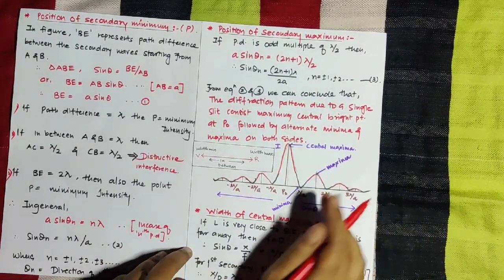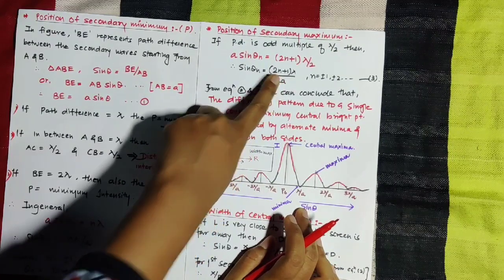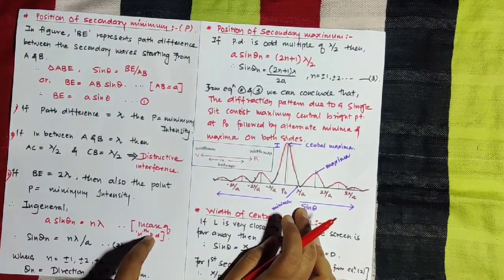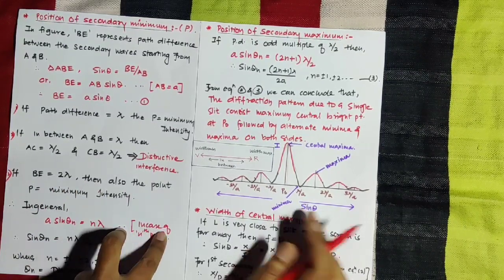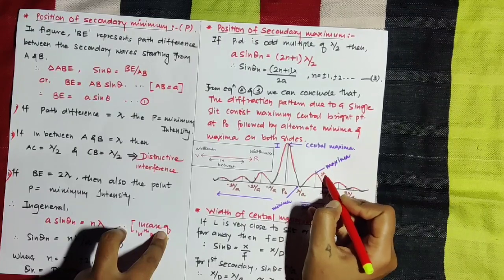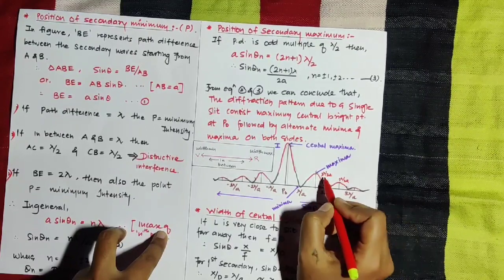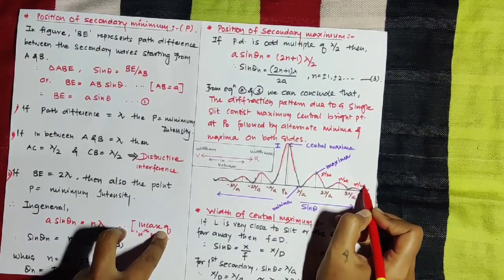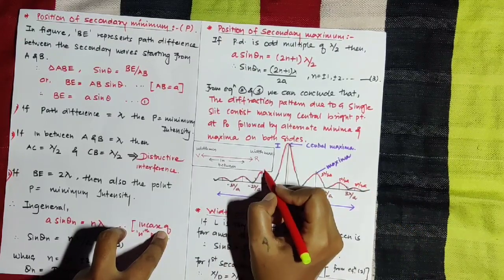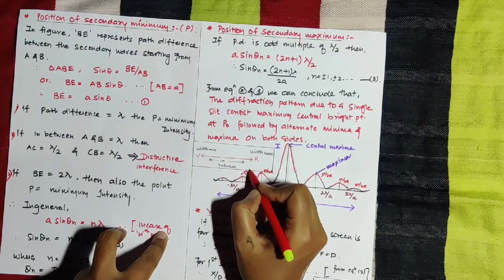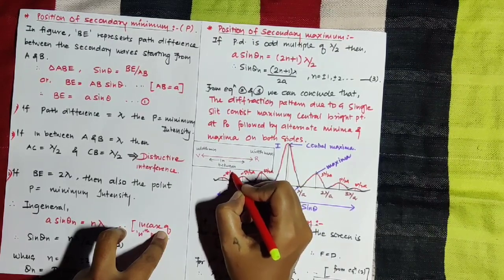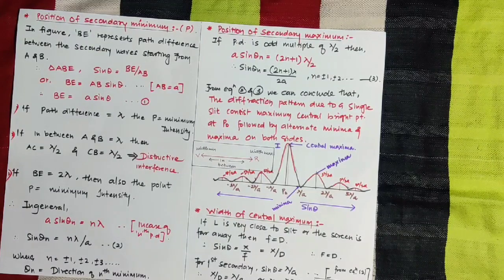And in the case of maxima, here we are using 2n plus 1. If n is equal to 1, 2 ones are 2, plus 1, that gives 3 lambda upon 2a. Again n is equal to 2, then 5 lambda upon 2a, that means odd multiples, then 7 lambda upon 2a. Here we also represent minus 3 lambda upon 2a, minus 5 lambda upon 2a, and minus 7 lambda upon 2a. That's why we consider alternate minima and maxima on both sides.